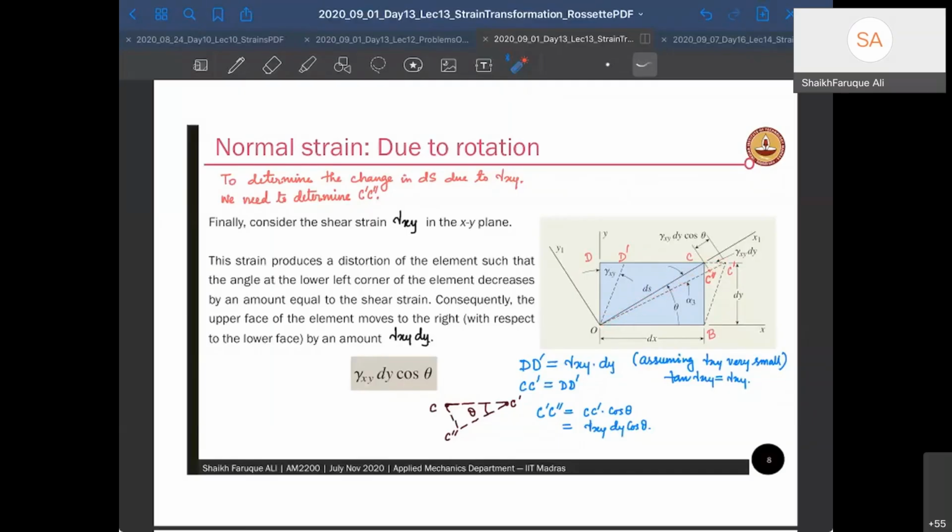What do I have to look at? I have to look at this much elongation, right? C dash to C double dash, this elongation. And I know this elongation because once I know gamma xy, I will multiply with this length and I will get that elongation. So DD dash is gamma xy dy, therefore CC dash is also going to be gamma xy dy. Therefore C dash, C double dash is going to be cos theta times that, so it is going to be gamma xy dy cos theta. Okay.